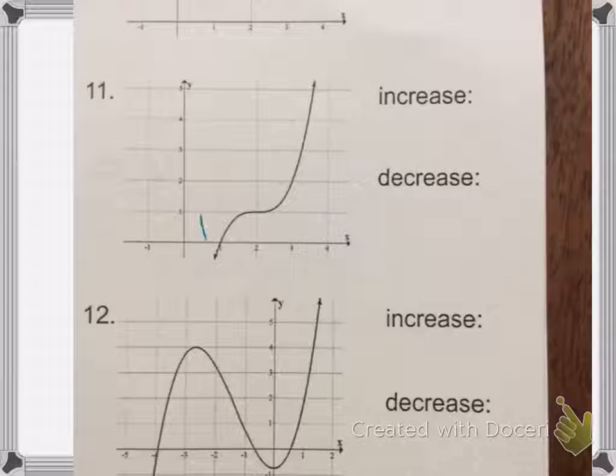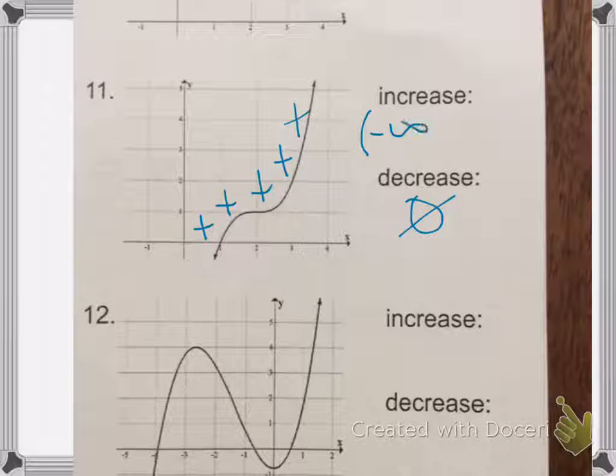Here, my slope is positive, positive, positive, positive, positive, positive. My graph stays positive the whole time, so I don't have an interval of decrease because I don't have any negative slope. And then my interval of increase would be forever to the left and forever to the right because this graph goes forever in both directions.